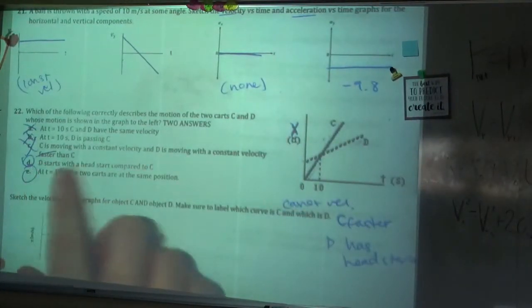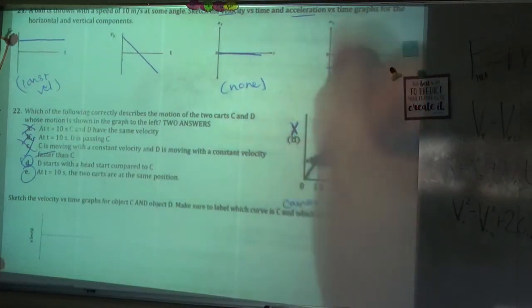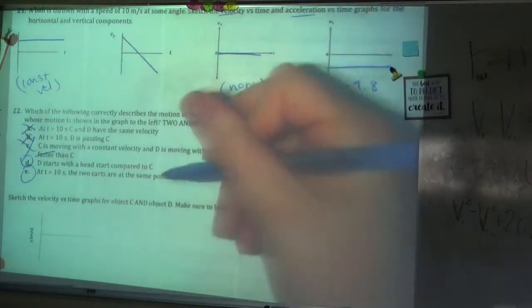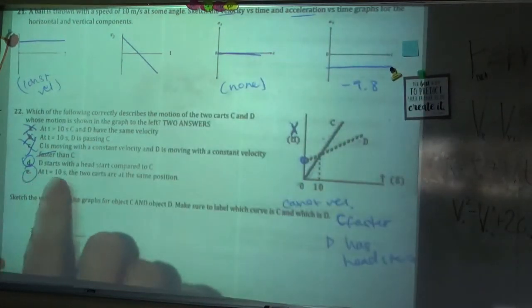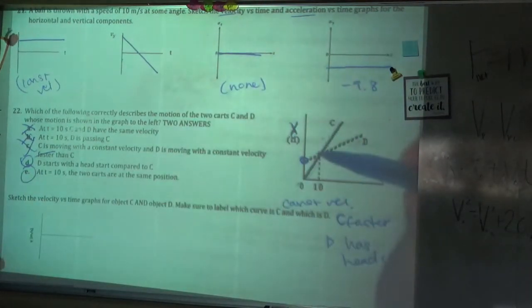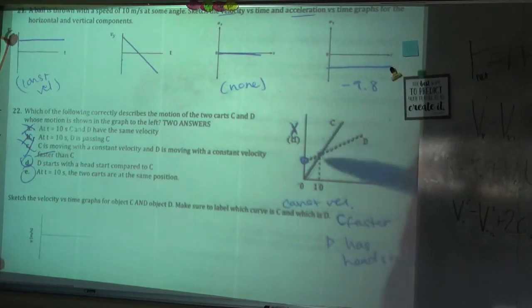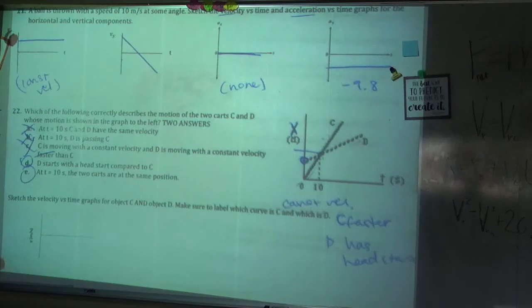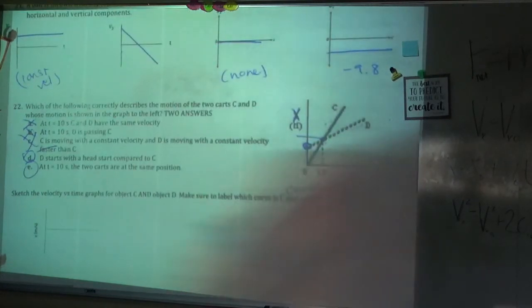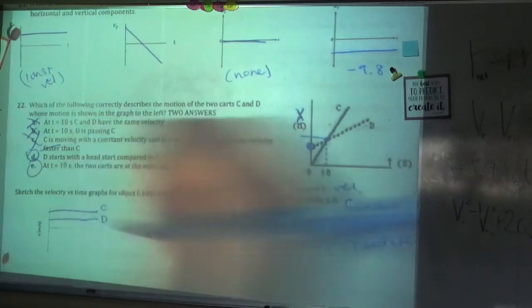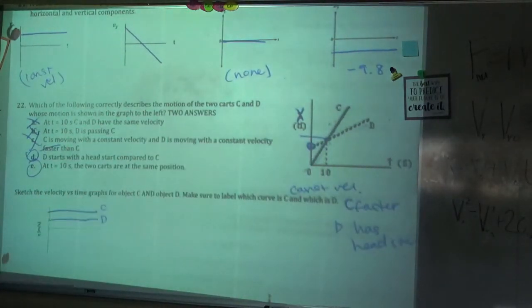So D starts with a head start compared to C. Yes, it has some initial position at the beginning, whereas C does not, so D has a head start. And at 10 seconds, the two are in the same position. Yep, they are meeting, and that means that their x's are the same, their position is the same, not their velocity. Sketching the velocity versus time graph for C and D, well, they're both constant velocity, it's just that D is slower. So this would be C, and D would be a constant velocity, just a little bit lower because it's slower.